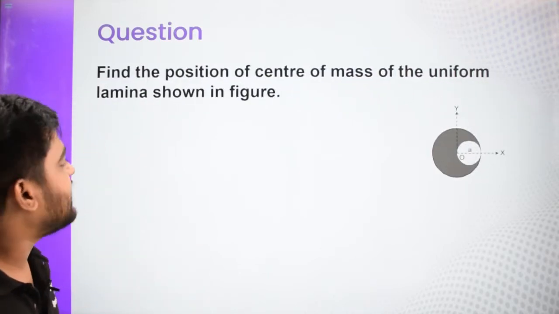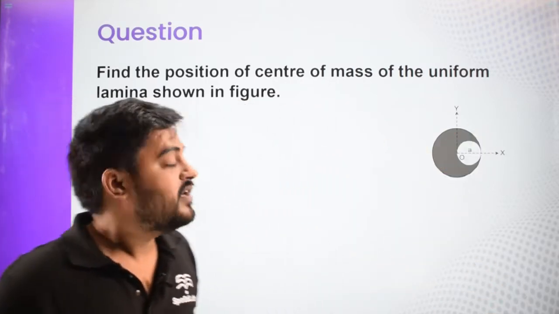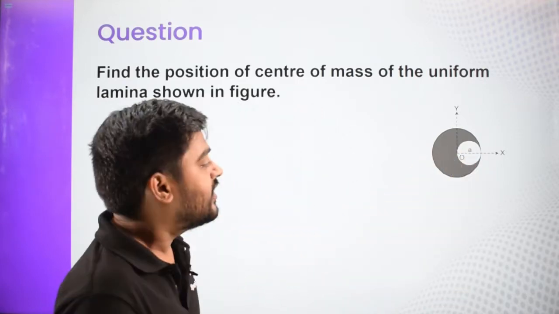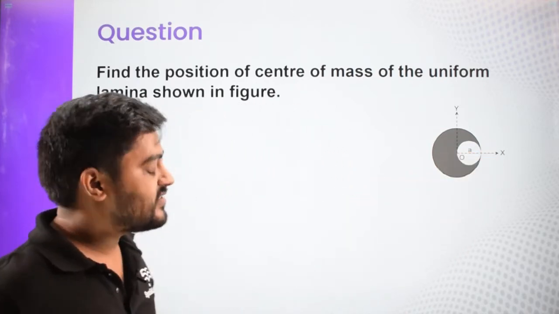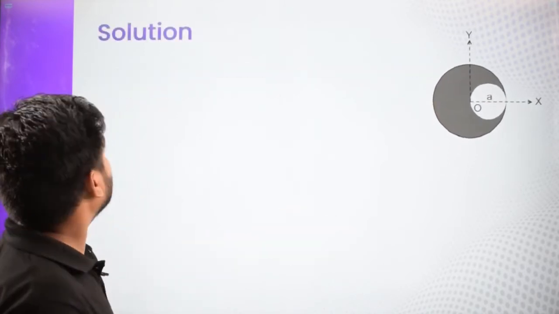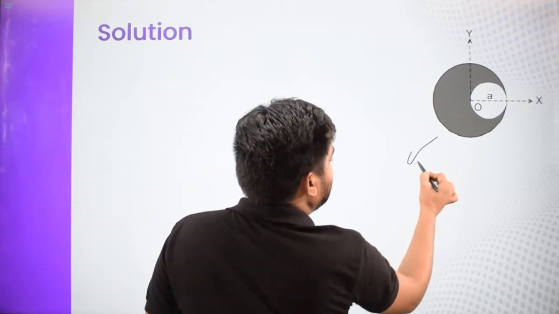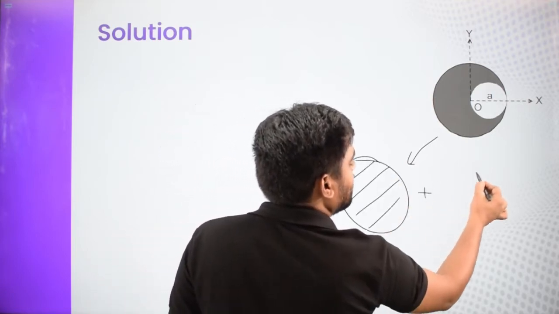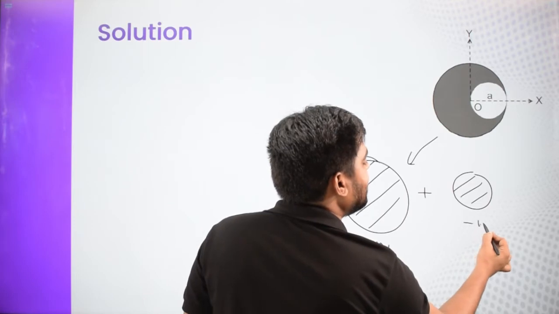Let us have a look at a question. We need to find the position of center of mass of the lamina which is shown in the figure. The lamina is basically this much. It was a disc of radius A, but another disc has been removed, which has a radius of A by 2. So now we need to get the center of mass considering the cavity. First, I am treating it as 2 different objects. One is a full disc, plus this small disc, where the mass of this is M1 and the mass of this is negative M2.